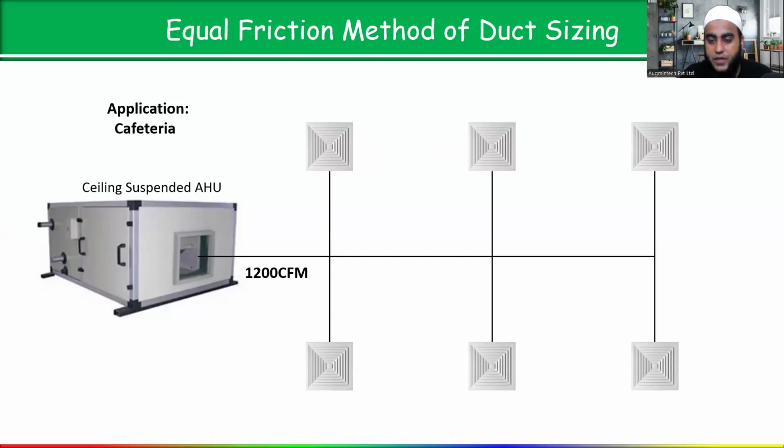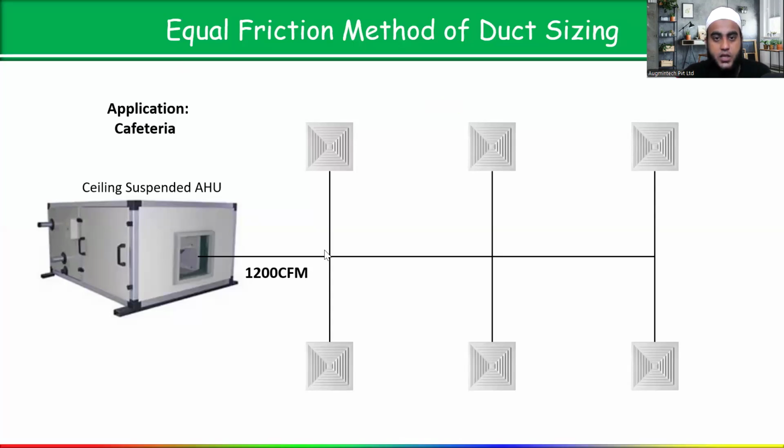So can you tell me, if I'm using 6 ceiling diffusers, how much air are we supplying from each diffuser into the cafeteria? 200 CFM. Yes. And what are the other students doing? Only 3-4 students are giving me a reply. Please be active, all of you. If you take interest, you will get the knowledge.